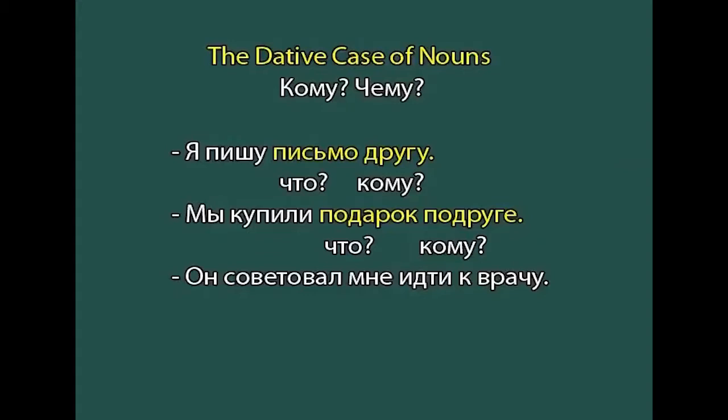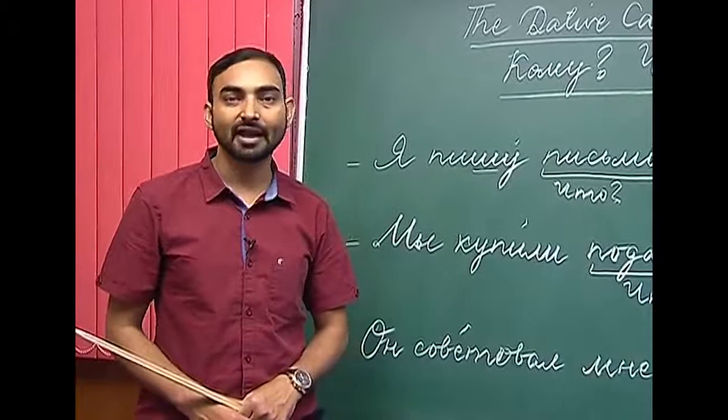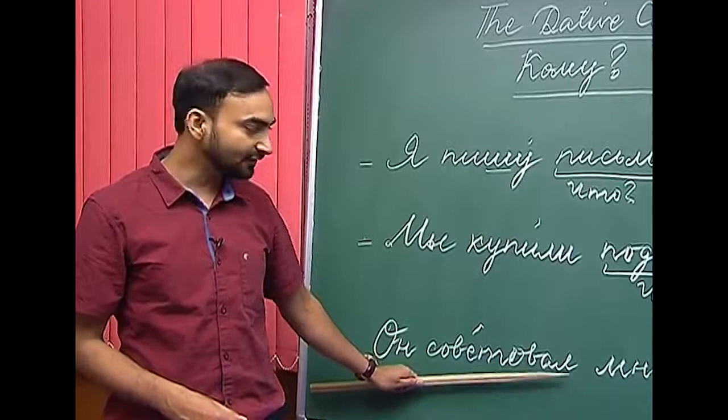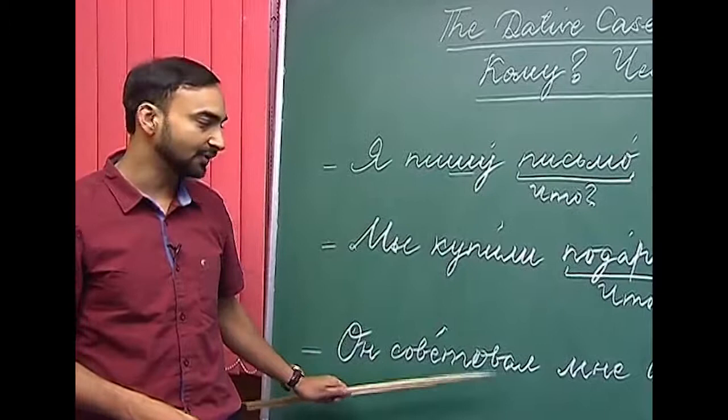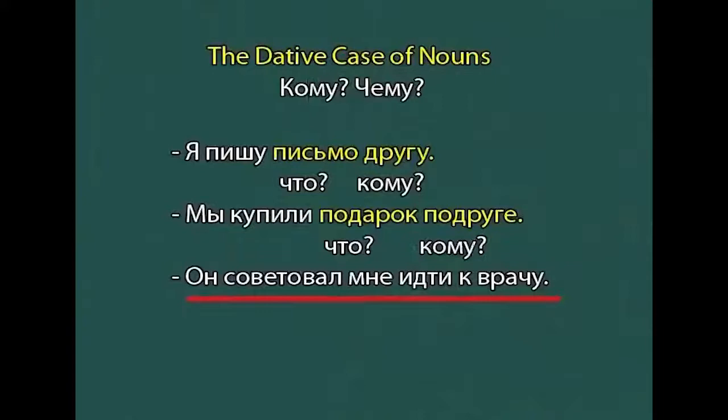So here savyetavach can also be translated as to give an advice. So advice is the direct object here which is inherent to the meaning of this verb. That is why this advice is not written here. There are a couple of other verbs also where we are not supposed to use the direct objects, as it is inherent within the meaning of the verb. So, on savyetaval mnie ichik vrachu. He advised me to go to a doctor.